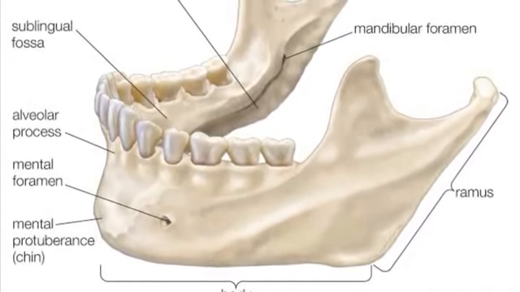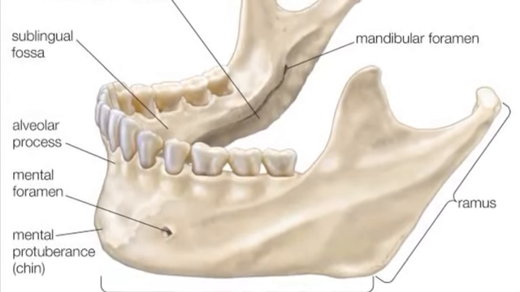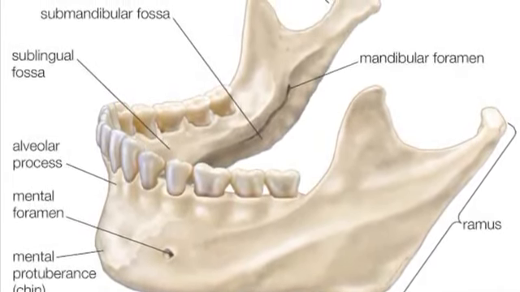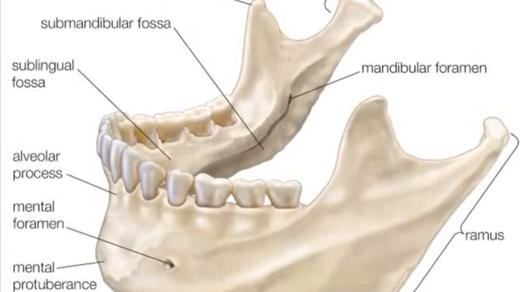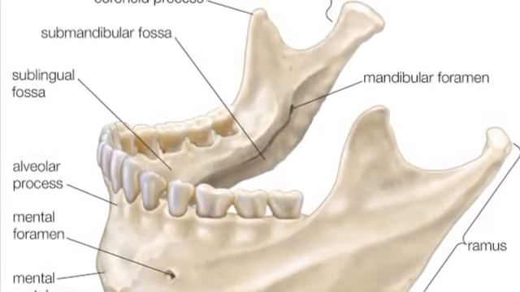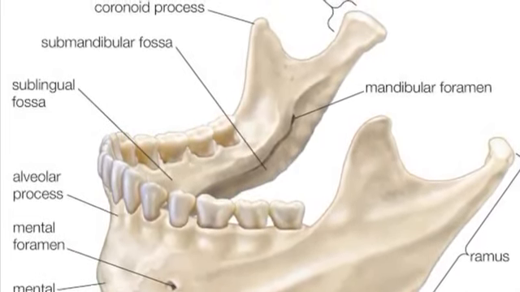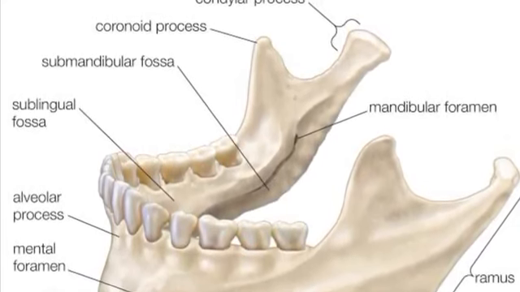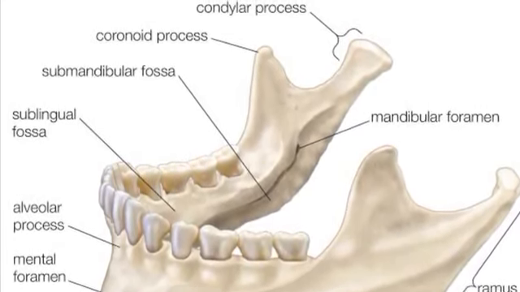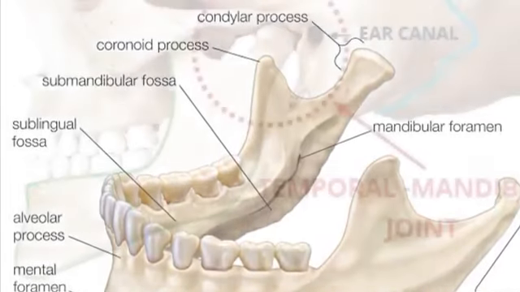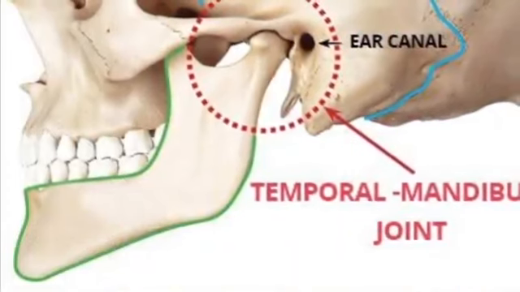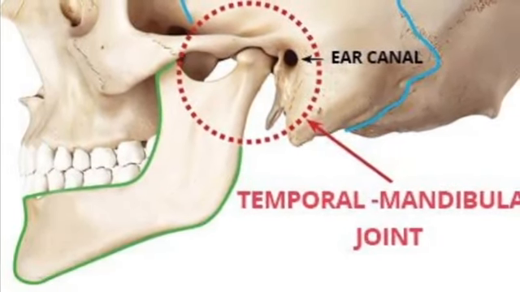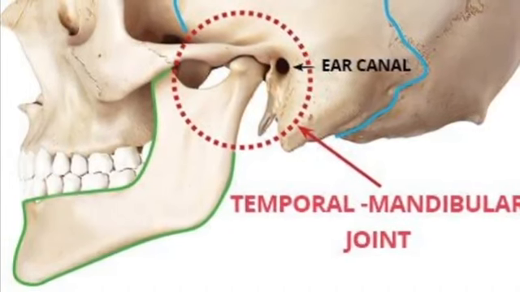Next, in the diagram of mandible, we can see body of the mandible, ramus, mental protuberance, mental foramen, alveolar process we can see, sublingual fossa also we can see, submandibular fossa we are seeing, mandibular foramen we are seeing. Two processes we can see in this diagram, coronoid process and condylar process. In this we see temporomandibular joint, where mandible bone joins with temporal bone. Temporomandibular joint. Here we finish anatomy of the skull.